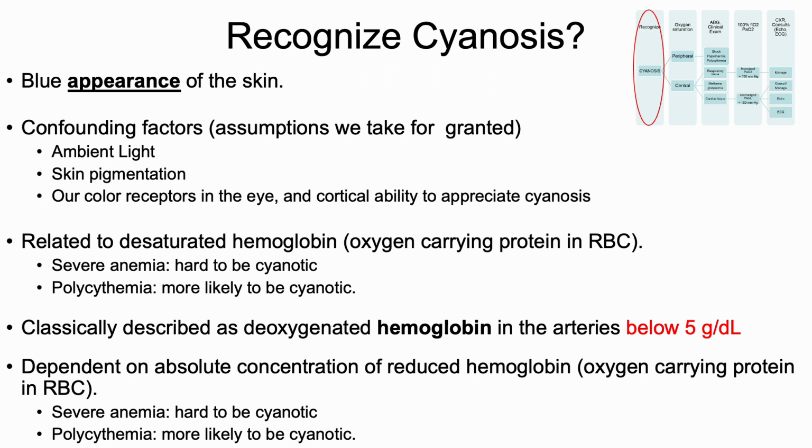Cyanosis is related to desaturated hemoglobin, our oxygen-carrying protein in the red blood cell. If you are severely anemic, it's hard to be cyanotic. But if you're very polycythemic, which neonates tend to be initially, they are more likely to be cyanotic. Cyanosis is classically described as deoxygenated hemoglobin in the arteries below 5 grams per deciliter. And like I said above, it's hard to be cyanotic when you are severely anemic, and you're more likely to be cyanotic when you are polycythemic.